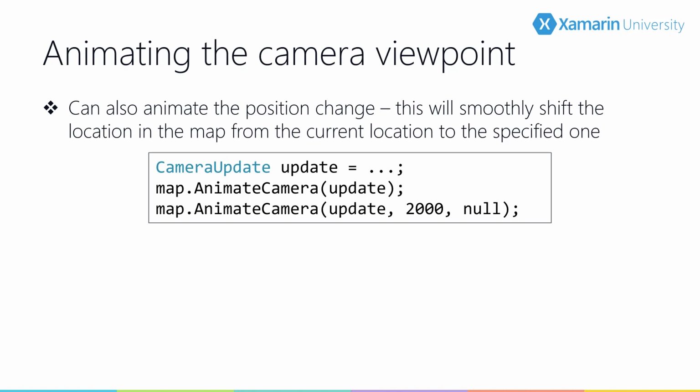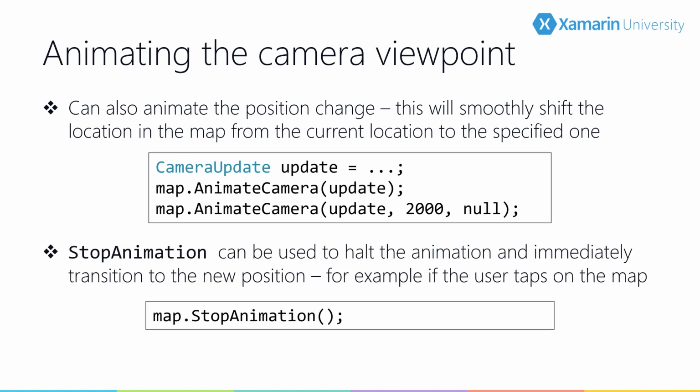When you animate the position, the user is treated to a sliding map where we zoom in or out and reposition the camera in a smooth fashion. There's also an API to stop the animation if you want to cancel it. Typically you would do that due to user interaction or changing the settings.